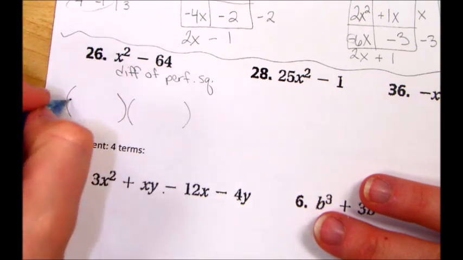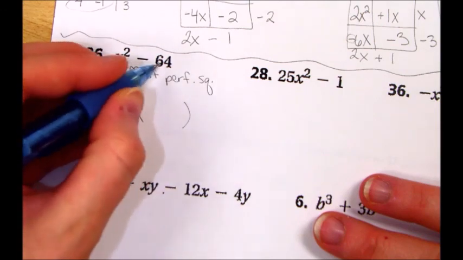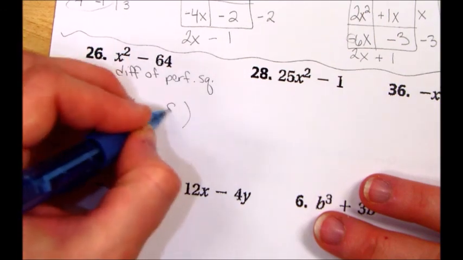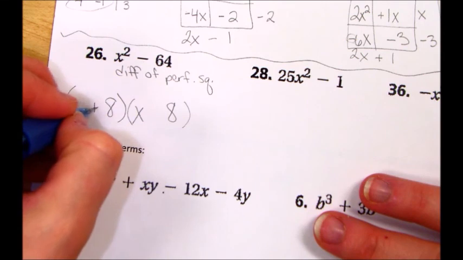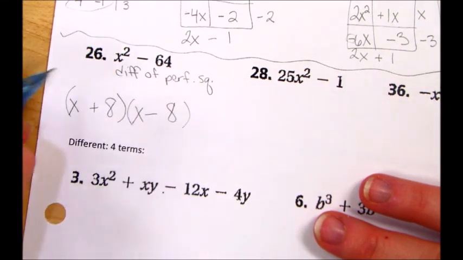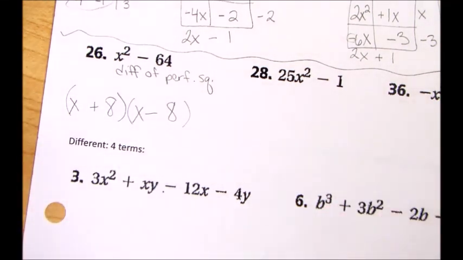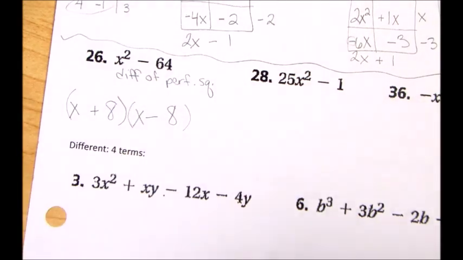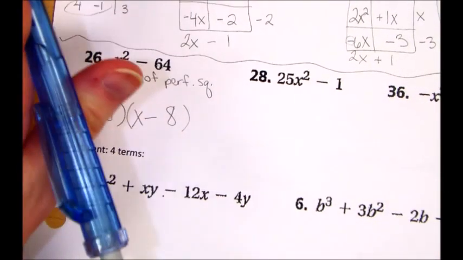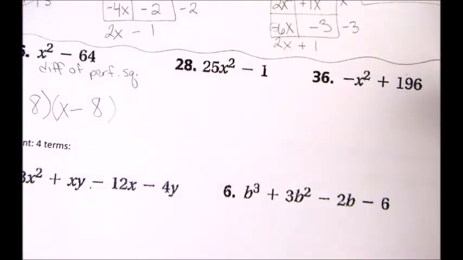The square root of x squared is x and x. The square root of 64 is 8 and 8. One's a plus and one's a minus. If you want to check if you're right, you distribute those back together. But I promise that when you have the difference of perfect squares, it's as easy as that.